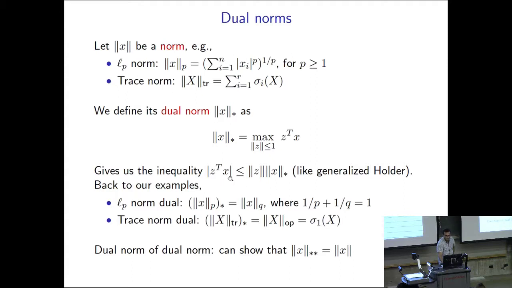And this gives us an inequality that you can think of like Holder's inequality, which is typically taught for LP norms. So I'm calling this a generalized Holder. It gives us the following inequality: the absolute value of z transpose x, for any z and x, is upper bounded by the norm of z times the dual norm of x. Okay, why is that true?